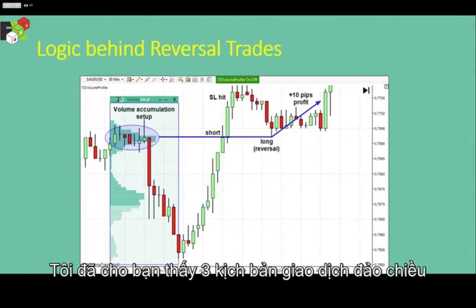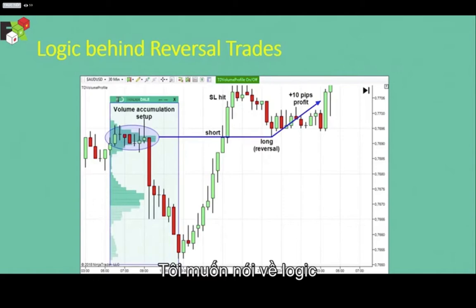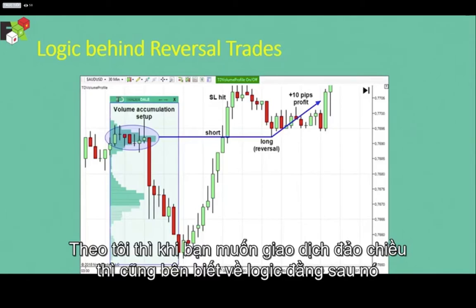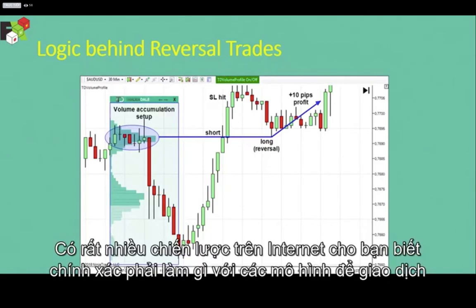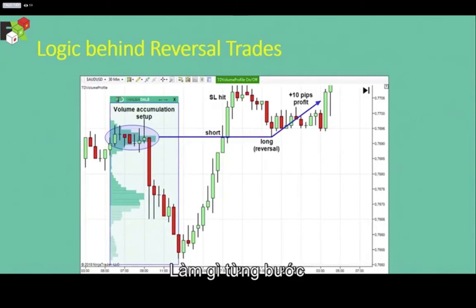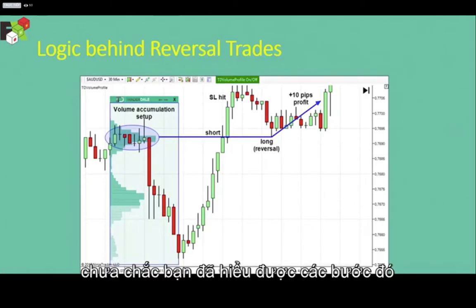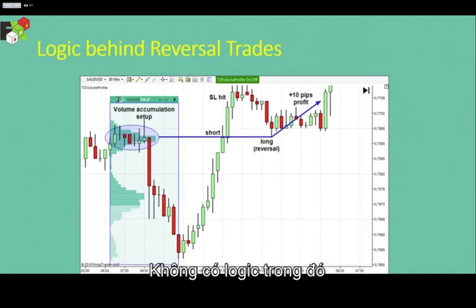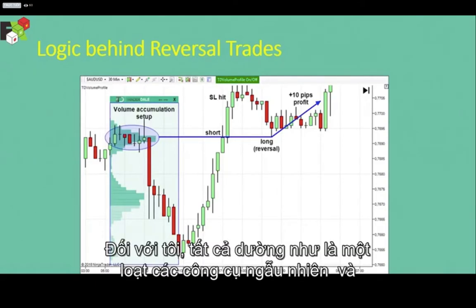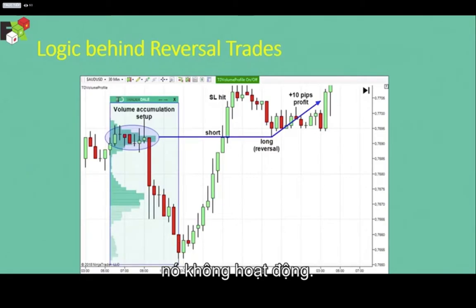Now that I have showed you the 3 reversal trade scenarios, I would like to talk about the logic behind the reversal trades. You know, in my opinion, every strategy you trade should make sense and you should know the logic behind it. There are tons of strategies over the internet that tell you exactly what to do, what patterns to trade, what to do step by step. But if you really think about them, they just don't make any real sense. Those steps don't really make any sense. There is no logic in them. To me, it all seems like a bunch of random stuff, and random stuff doesn't work. So always look for logic behind each trading setup.